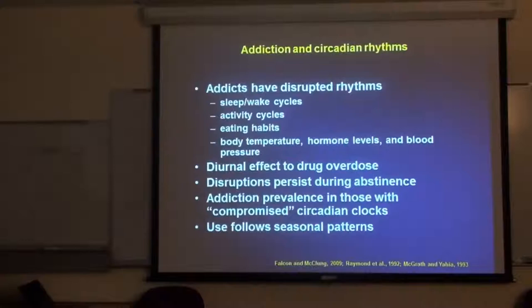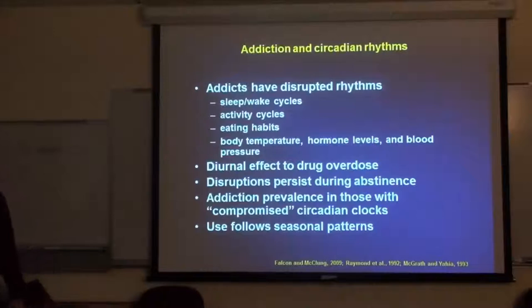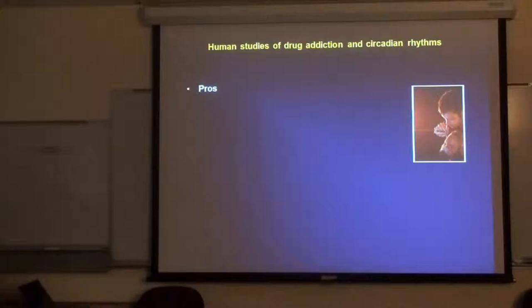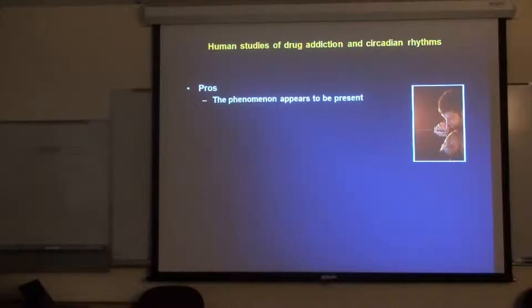And so that's captured the attention and the idea that these things could somehow be related to one another. That might lead somebody to decide that the best model for looking at the relationship between circadian rhythms and addiction, drug use and abuse, would be to use people. And there's lots of pros to that, of course. One pro is that the phenomenon appears to be present: people use drugs, they abuse drugs, they develop dependence, addiction, and there are also alterations in circadian rhythm. So the phenomenon's there, so it makes sense that you would use people to study this.